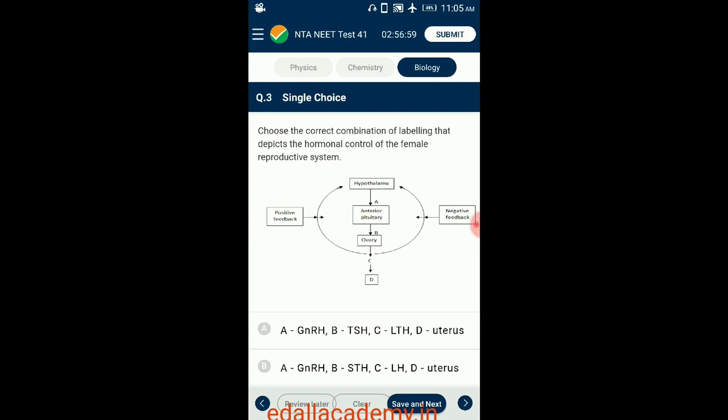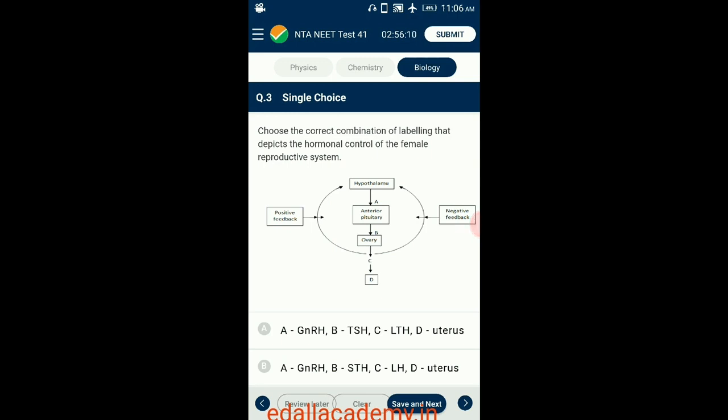Question number 3. Choose the correct combination of labeling that depicts the hormonal control of the female reproductive system. Oogenesis occurs under the influence of hormones. GnRH is secreted by the hypothalamus, which stimulates the anterior lobe of the pituitary gland to secrete luteinizing hormone and follicle stimulating hormone. Follicle stimulating hormone stimulates the growth of ovarian follicles and also the development of the egg, the oocyte, within the follicle to complete meiosis 1 to form secondary oocytes.